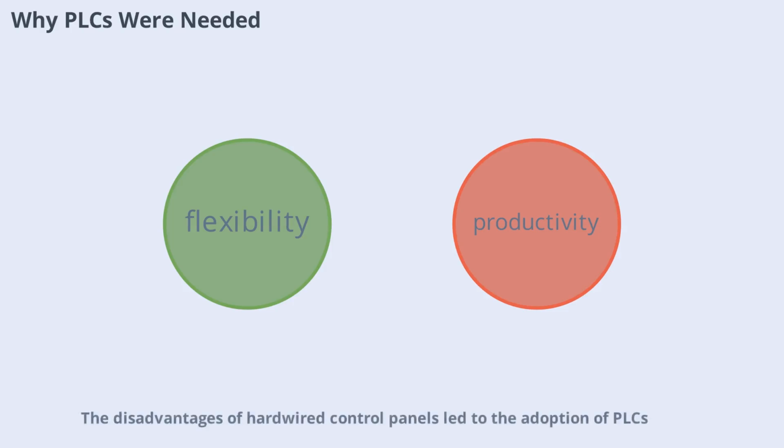The disadvantages of hardwired control panels led to the adoption of PLCs. Industries needed more flexibility, rapid changeover, and reduced downtime. PLCs replaced costly, inflexible panels with programmable logic, allowing quick changes and improved productivity. The ability to update system logic through software made PLCs a game-changer for industrial automation.